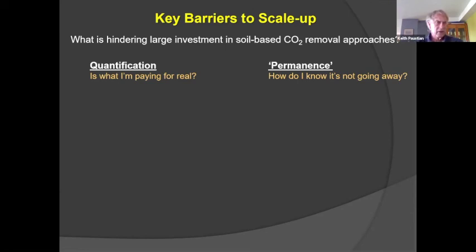One is specifically with respect to soils, they're wondering about quantification, and they're really almost saying, okay, how do I know that what I'm paying for is real? And the other part is permanence. They want to have assurance that what they invest in isn't going to go away in a few years. And I think all of us that have worked in this area for a number of years recognize these are not new realizations, but it really seems to me that among the many kinds of barriers that we see, these are the main ones that I'm hearing.